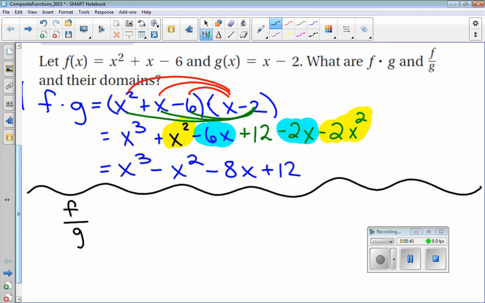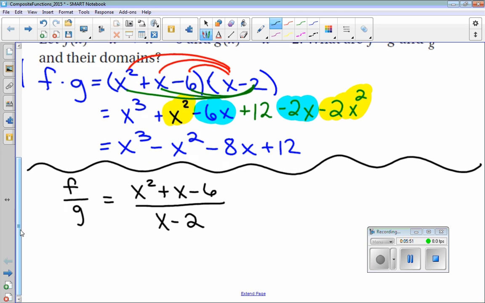The domain. Very, very good. So I'm going to put f in the numerator. I have x squared plus x minus 6, and I have x minus 2. All right. Yes, what's up?